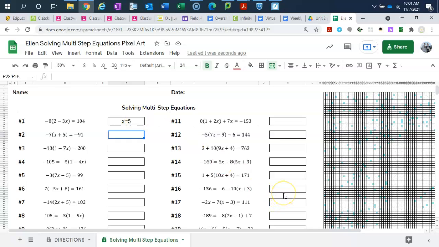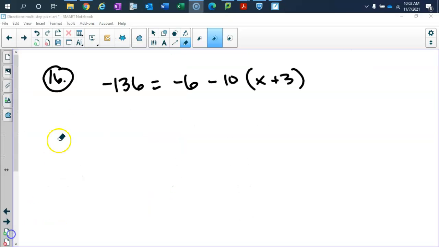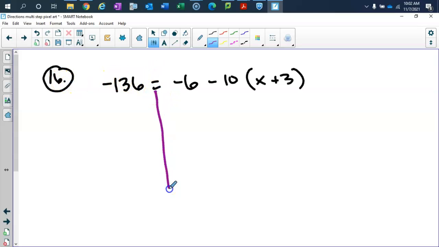We are going to do number 16 together. Make sure you write 16 down, label it 16. Now, to solve this one, we're going to draw a line down the middle. Bring down the negative 136. And on this side, the first thing I need to do is distribute the negative 10.